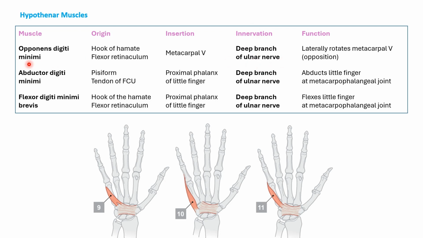Opponens digiti minimi. Function is opposition of little finger. Abductor digiti minimi. Function is abduct little finger at metacarpophalangeal joint. And flexor digiti minimi. Function is flexes little finger at metacarpophalangeal joint. This is metacarpophalangeal joint between metacarpal and proximal phalanx.